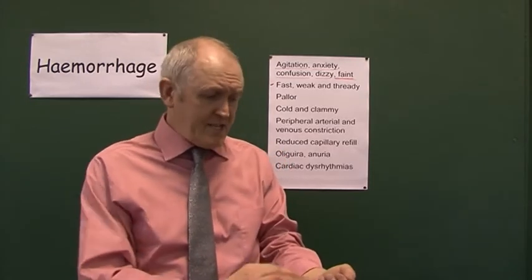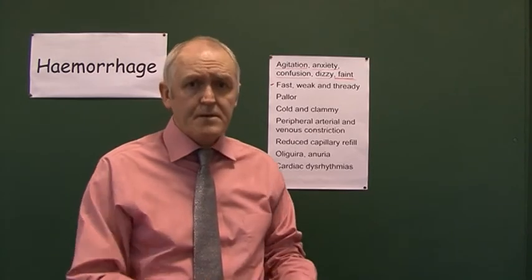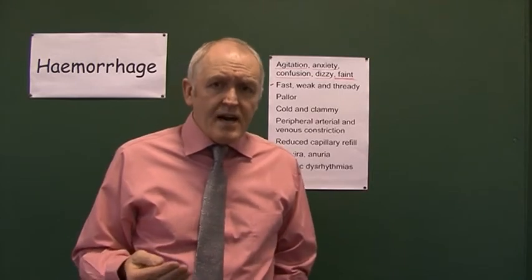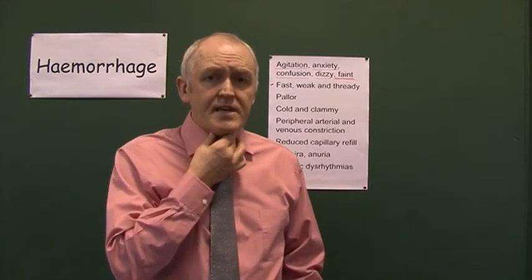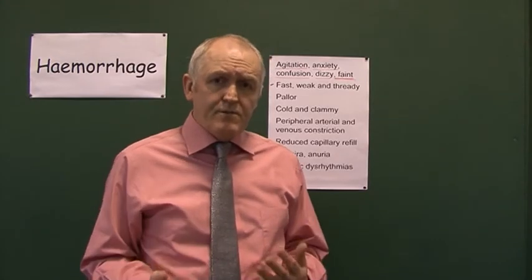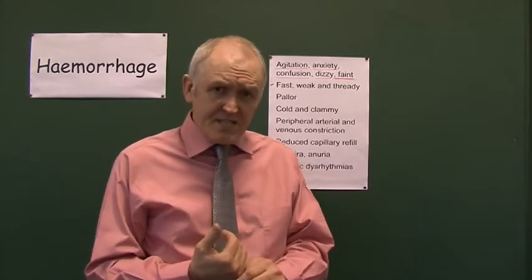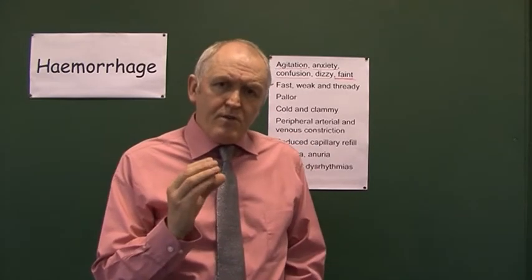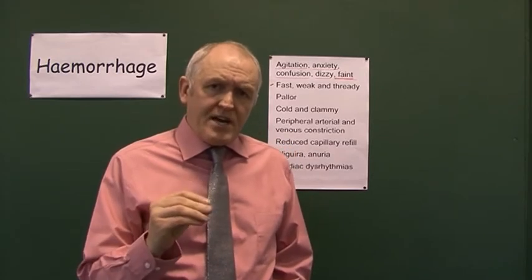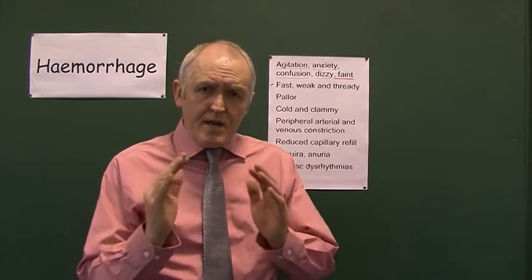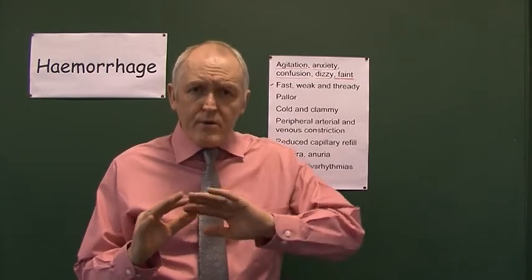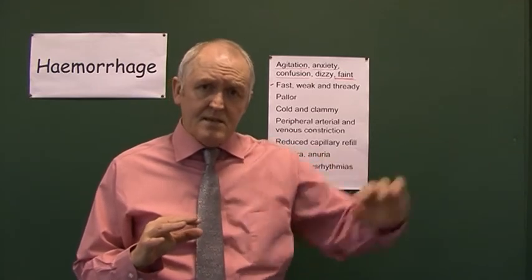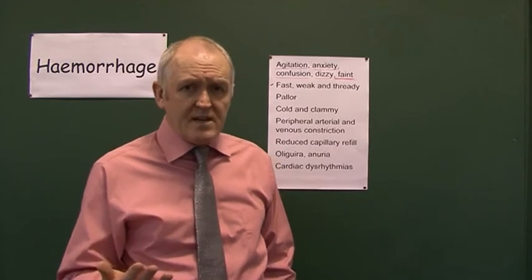So if the blood pressure is below 80 or 90, you might not feel a pulse in the wrist. But if you do, it will be fast, weak, and thready. And if you can't feel one in the wrist, then take a central one, take a carotid or a femoral, and it will feel fast, weak, and thready. Fast because the patient has a tachycardia, and weak and thready because the volume of blood pumped out per cardiac contraction is going to be reduced. So the volume of blood going through the arterial system per pulsation is going to be less.